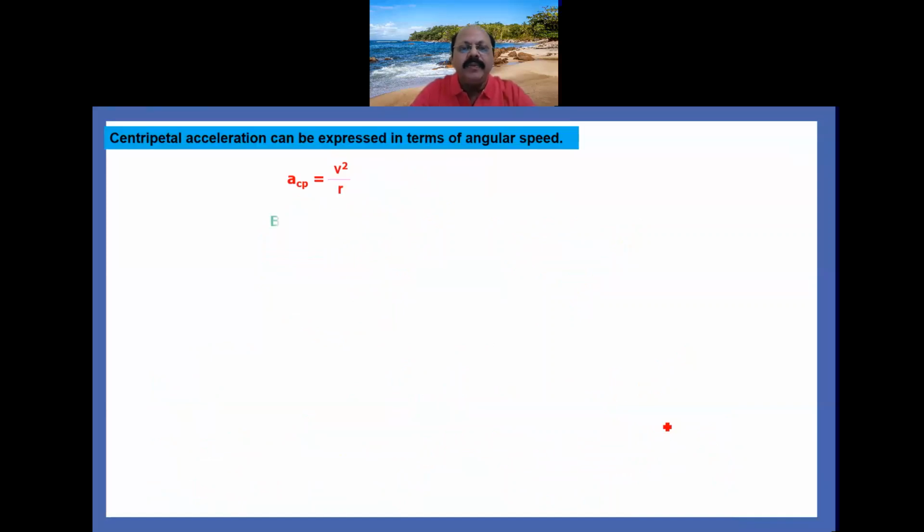Now we can express the centripetal acceleration in terms of the angular speed. So ACP equal to V square upon R, but V equal to R omega. So substitute this value here. So what you will get? ACP equal to R omega whole square upon R, and then this becomes R square omega square upon R. One R gets cancelled. So what you will get? ACP equal to omega square R. So this is the centripetal acceleration in terms of the angular speed.